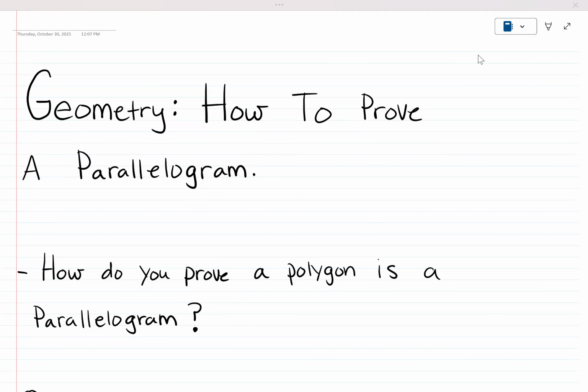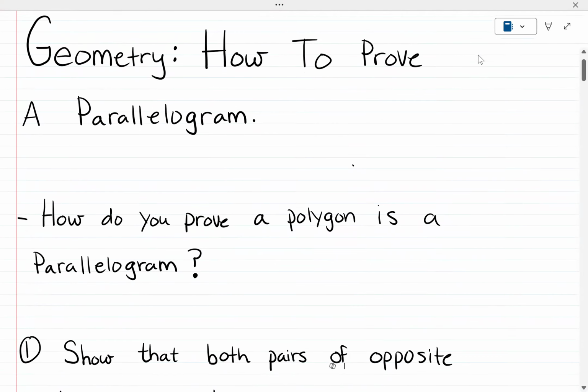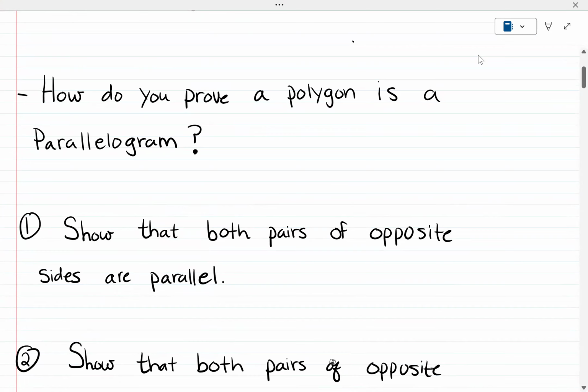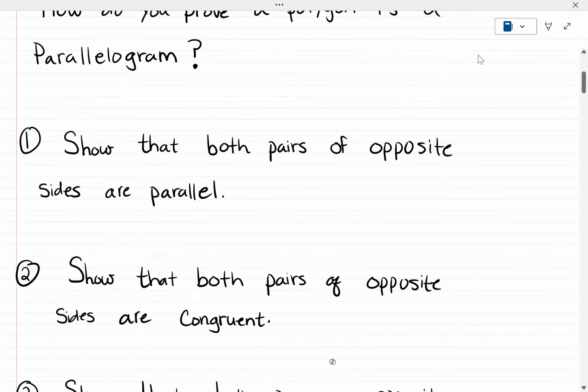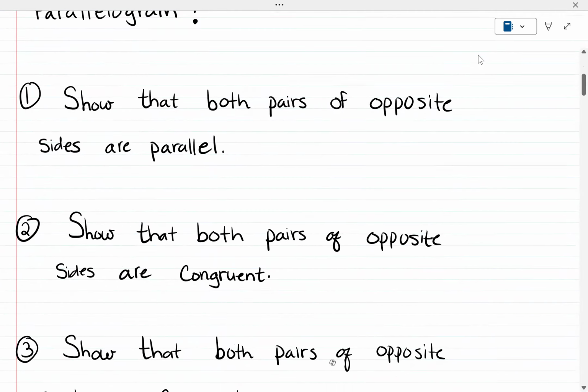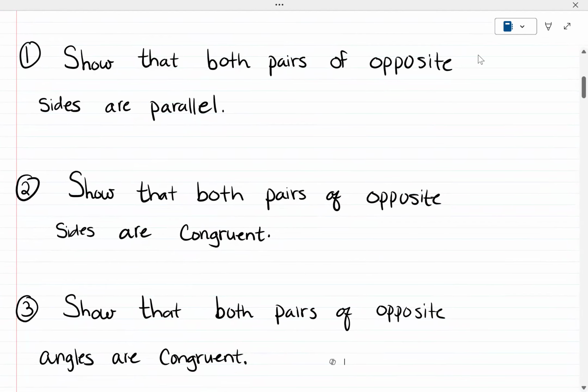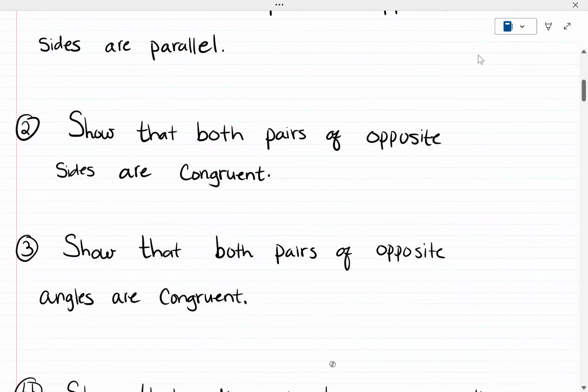So let's go over that. In order to prove a polygon is a parallelogram, first you must show that both pairs of opposite sides are parallel. I think we kind of went over that in the other video. And then we also got to show that both pairs of opposite sides are congruent. And then we got to show both pairs of opposite angles are congruent.